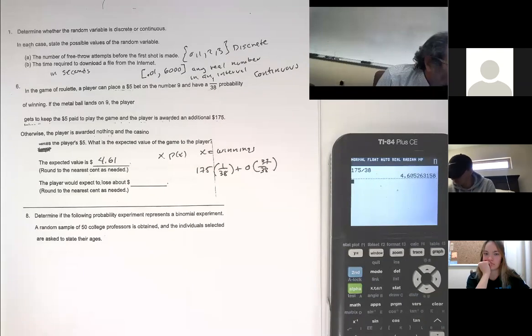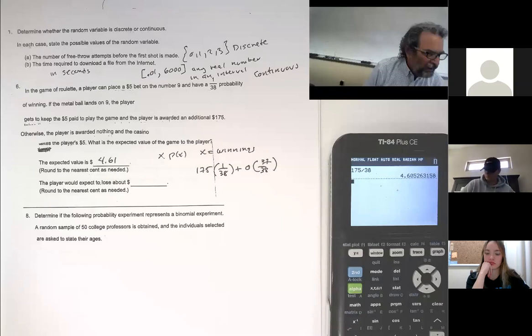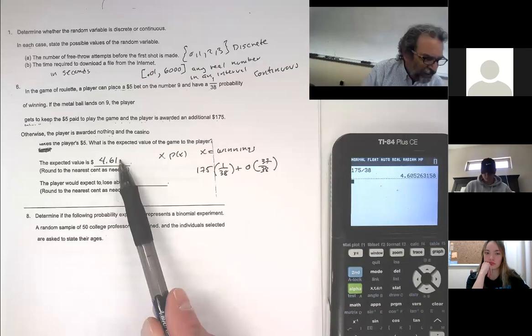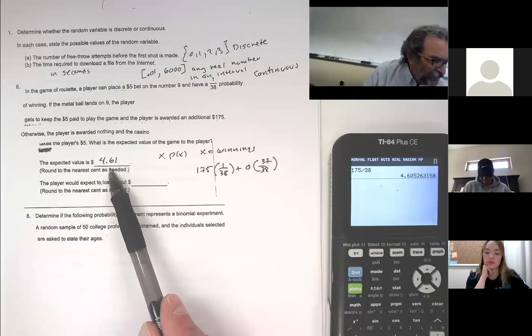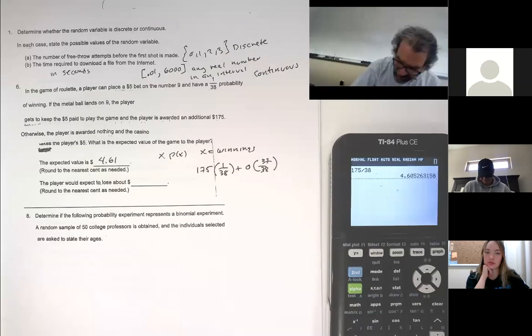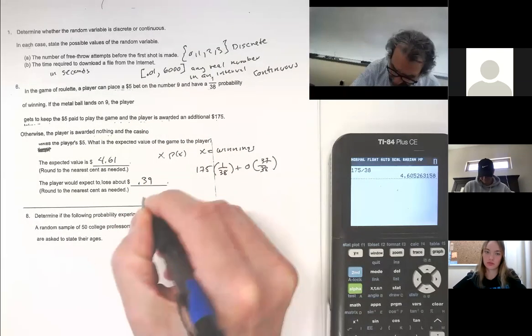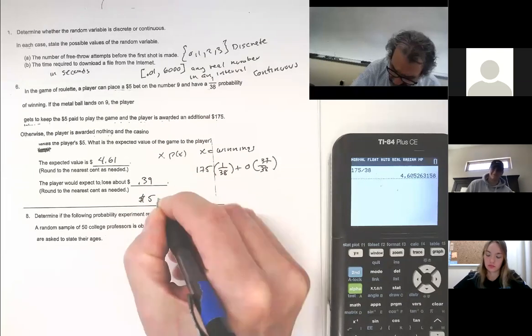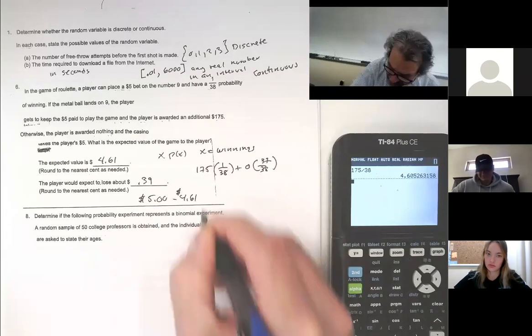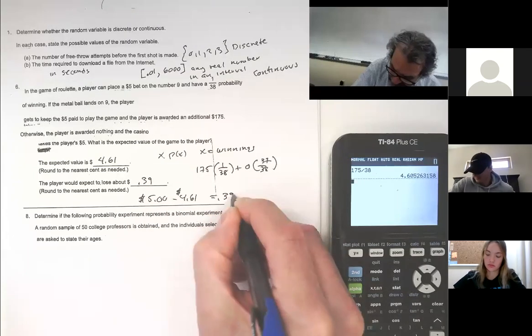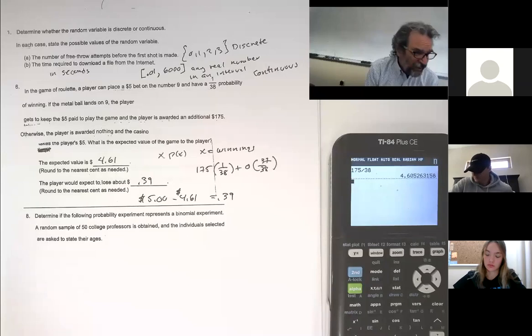So if you play a lot, you lose $5 each game. You're guaranteed to lose $5 for each play, and this is how much you get on average for each play. So if you're losing $5 for every play and you're winning $4.61, you would lose about 39 cents, which is the $5 minus the $4.61 expected winnings. So that means you don't want to play roulette.